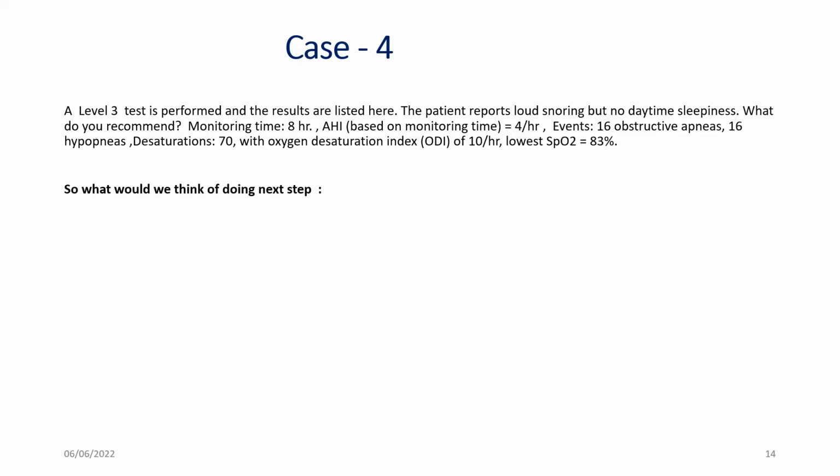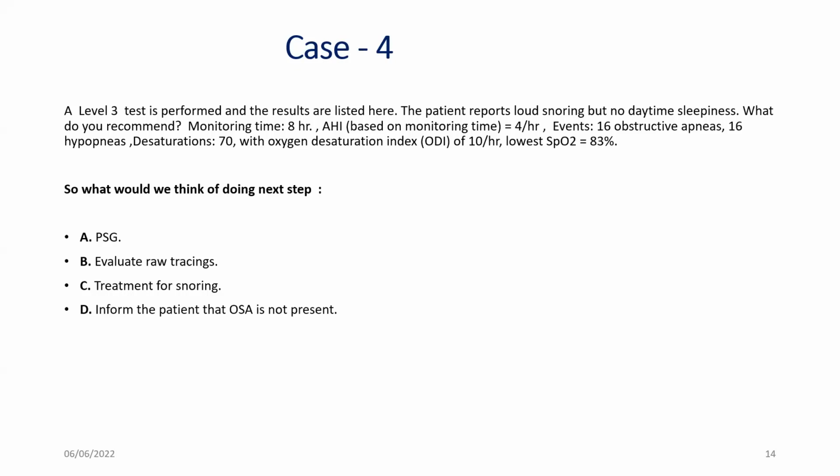We can again read: a level 3 test is performed. AHI is 4 per hour, 16 obstructive apneas, 16 hypopneas. Desaturation was 70 with an oxygen desaturation index of 10 per hour. So the lowest SpO2 was 83%. So what should we do as the next step? Should we go for PSG? Should we evaluate the raw tracing? Should we treat the snoring, or inform the patient OSA is not present because the AHI is only 4 per hour?